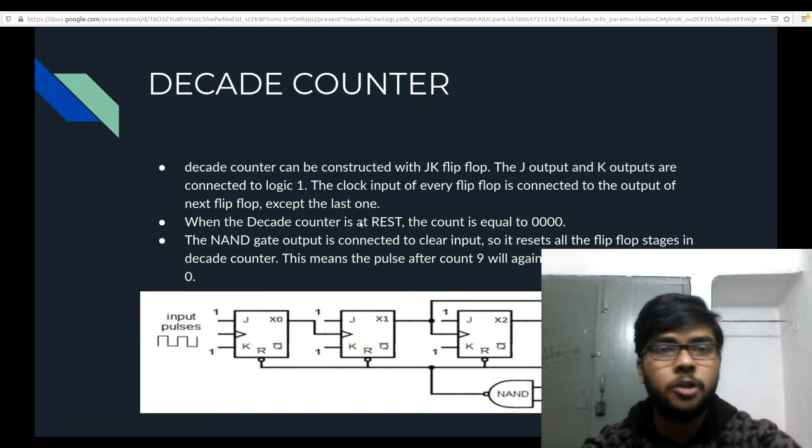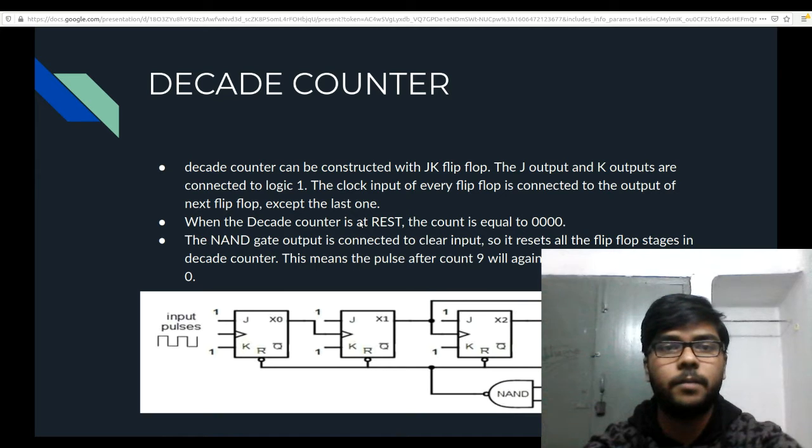Okay. So let's talk about decade counters. From the name, we can say that decade means 10. So basically, this type of counter is going to have 10 states. Decade counters can be constructed using JK flip-flops. The J and K inputs are connected to logic 1. The clock input of every flip-flop is connected to the output of the next flip-flop except the last one.